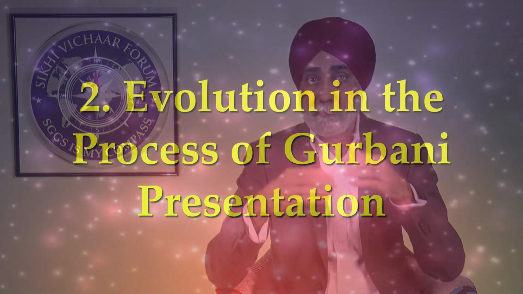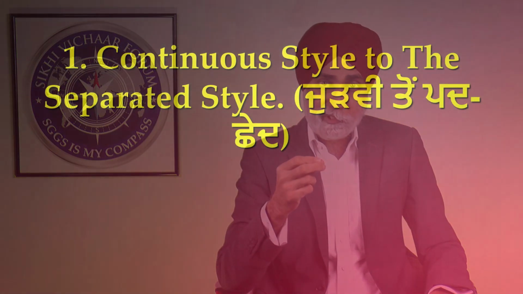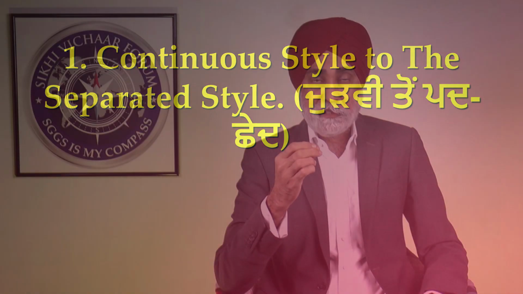The second explanation is what we can term as errors resulting from the evolution in the process of Gurbani presentation. We can talk about two types of evolutionary processes here. The first is the change from the continuous style to the separated style, or what we say in Punjabi, Jodvi to Padshad. The process of separating words can and does result in errors.